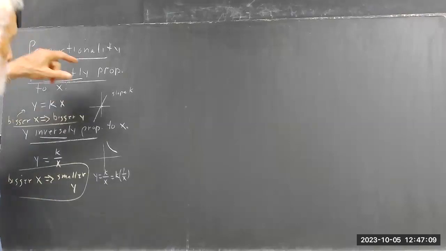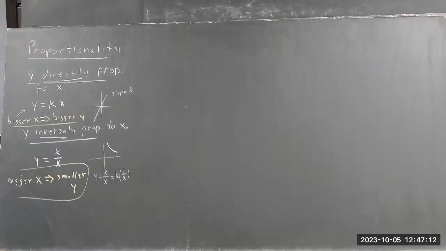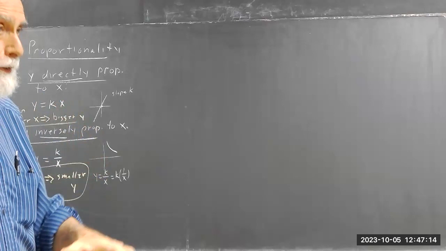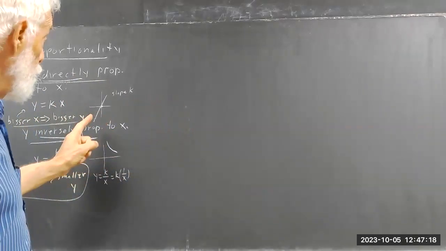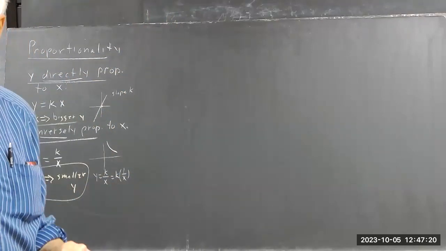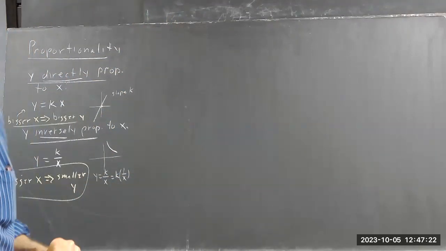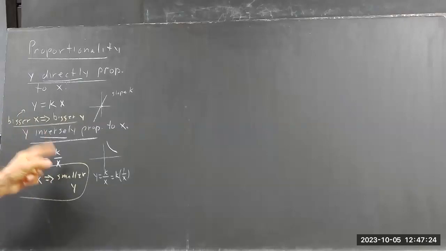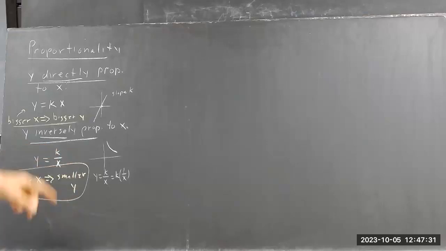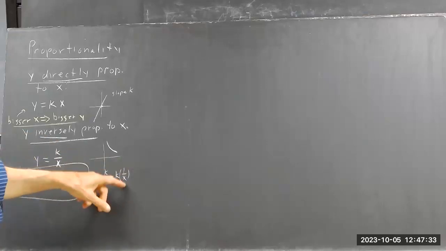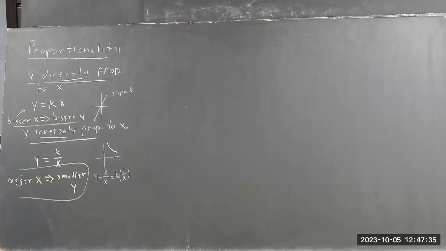Okay, so we say directly proportional. It just means that if X gets bigger, Y gets bigger, but linearly, like along a linear graph, along a straight line graph. Inversely proportional means a bigger X implies a smaller Y, and you're going to be dividing by X, so you have this 1 over X behavior. Okay.